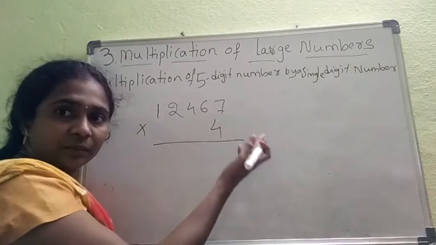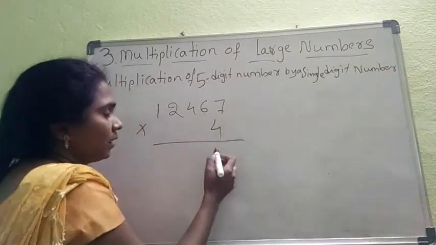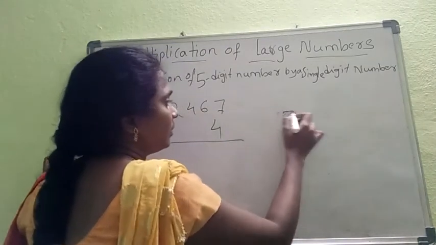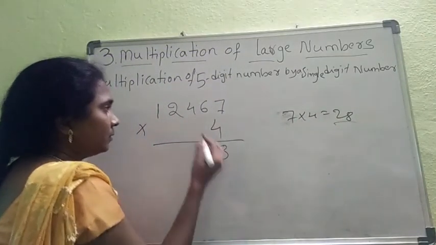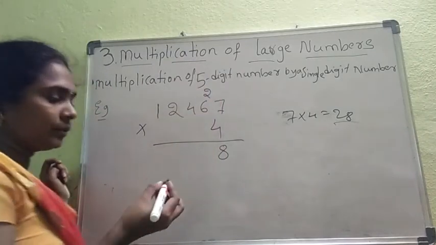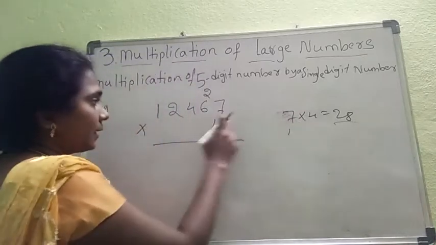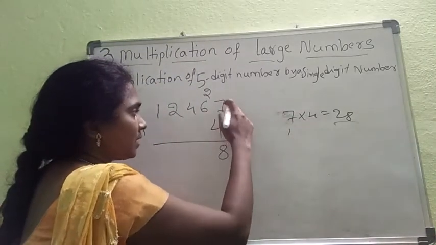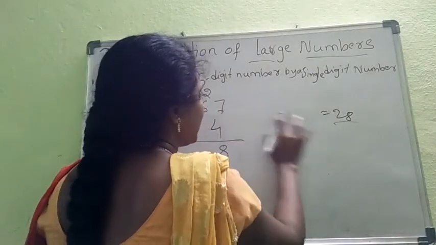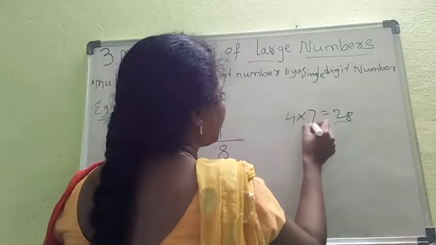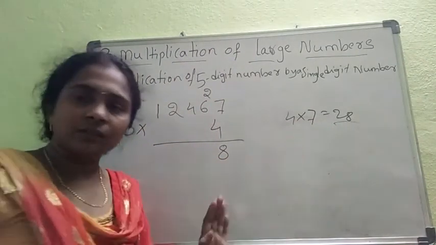Same procedure as you multiplied for 4 digits also, right? The method is the same. Now 4 sevens are 28, a 2-digit number. 8 here and 2 as a carry forward. Next, 7 fours are, the value is the same, it does not change, right? Don't get confused that the teacher has written 7 fours here. That actually means 7 into 4, right? 28. 4 into 7 or 7 into 4, the value will not change, right?